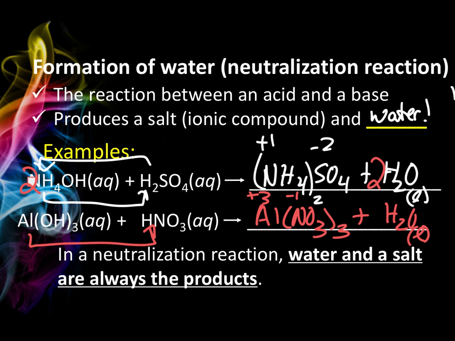Now I've got to balance it. It looks like I have three nitrates, so I've got to put a three here, and that will give me a three over here. Everything else is balanced at this point. In a neutralization, you get water and a salt. I say this because that's a multiple choice type question. Make sure you know it's water and a salt. So these guys are salts.